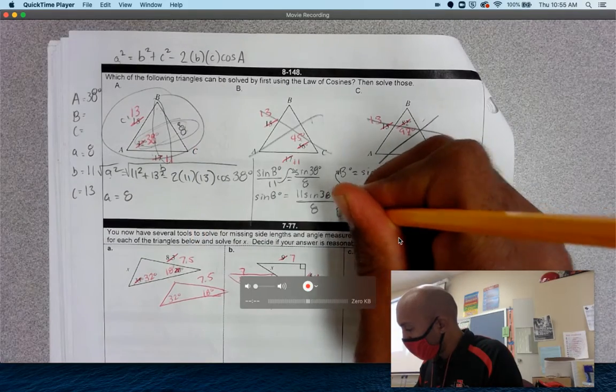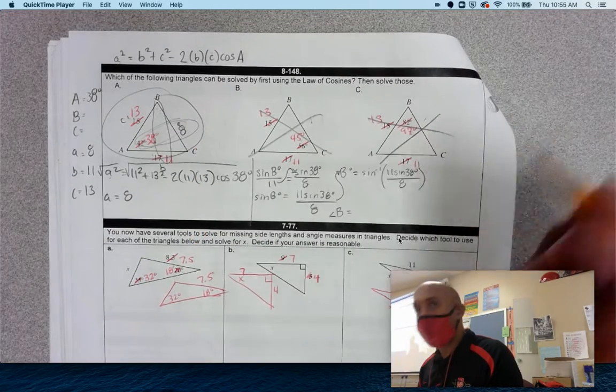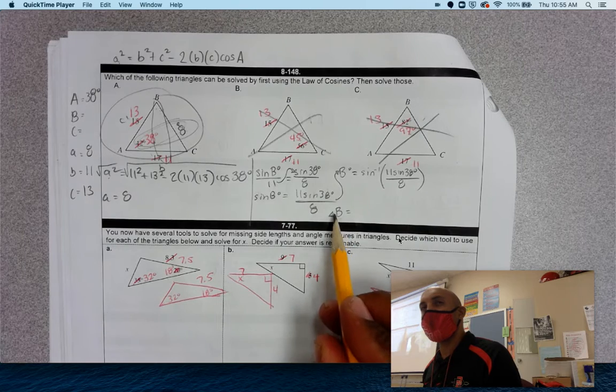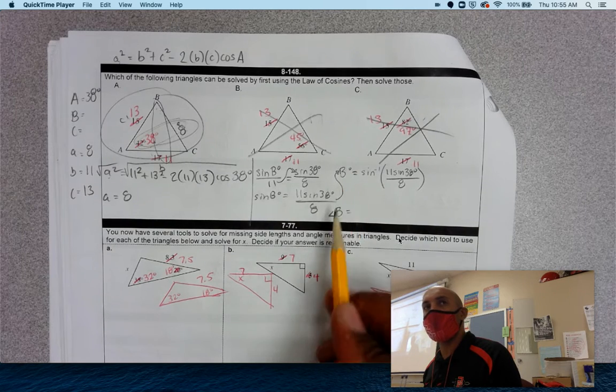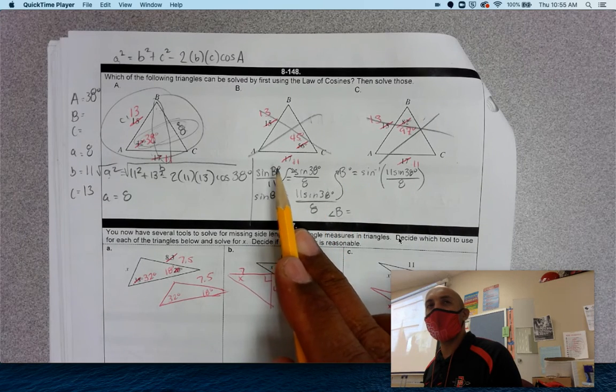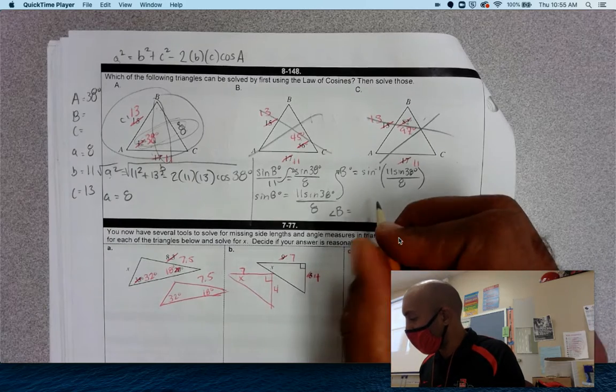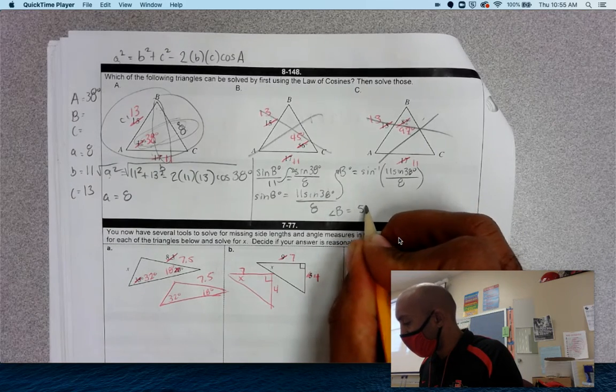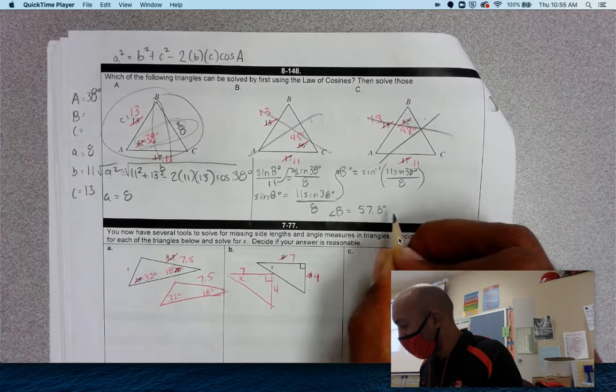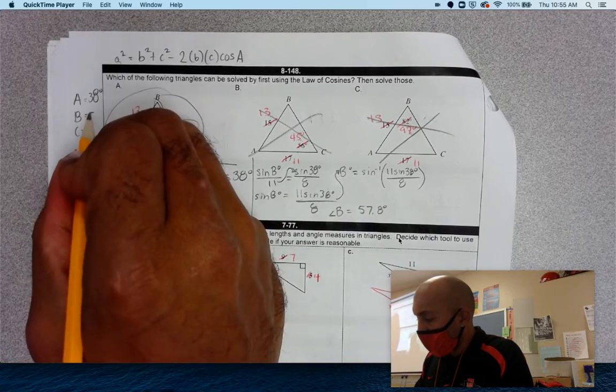So B, or angle B, and actually we probably should be using that symbol, not a degree symbol. It's just when I write it here, it's just kind of weird. I don't like to fit it in there. So 57.8 degrees. That's our B.